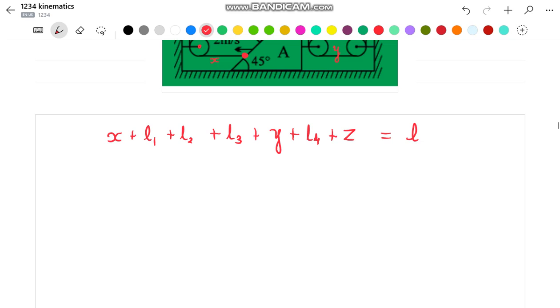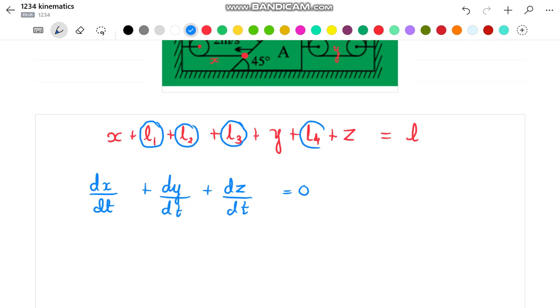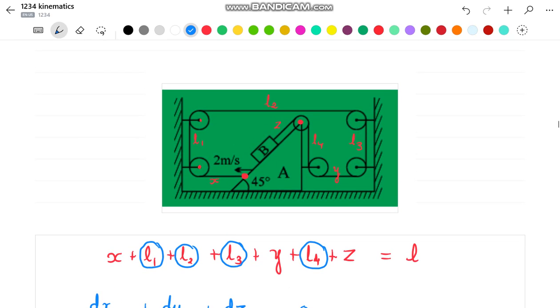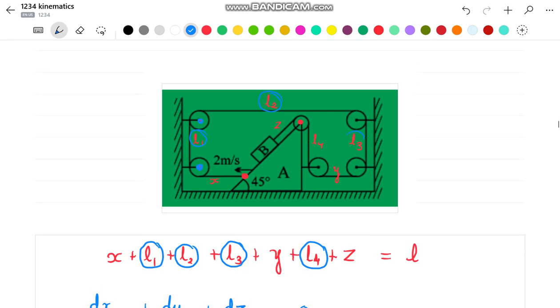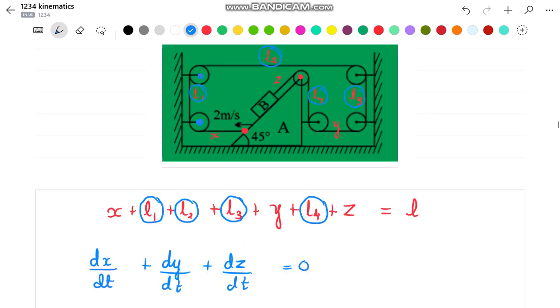On differentiating the given expression with respect to time, we get dx by dt plus dy by dt plus dz by dt will be equal to 0. The differentials of all these remaining terms is again going to be equal to 0 since the length of the portion, for example, the length of the portion between pulley 1 and pulley 2, this length L1 will remain constant with respect to time, so its differential will be taken as 0. Similarly for the lengths which are marked in the diagram.